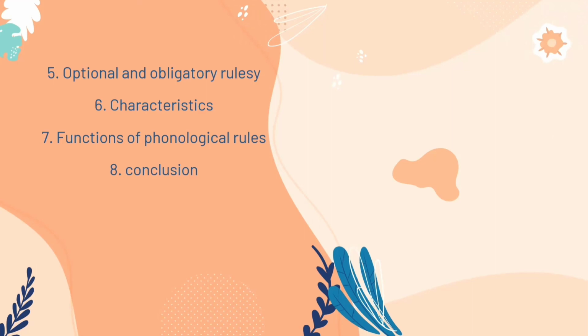And the last material is functions of phonological rules. Phonological rules have a number of functions. One, change a feature or value. Two, add a new feature, distinctive or non-distinctive. Three, delete a segment, contraction rule in English. Four, add a segment. Five, reorder segments. Six, phonological rules often refer to an entire class of sounds rather than to an individual sound.